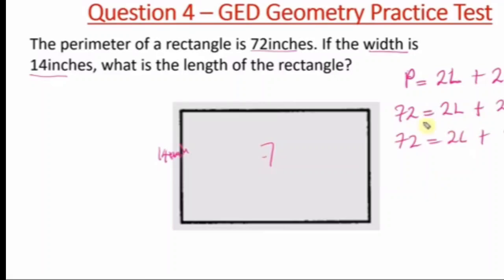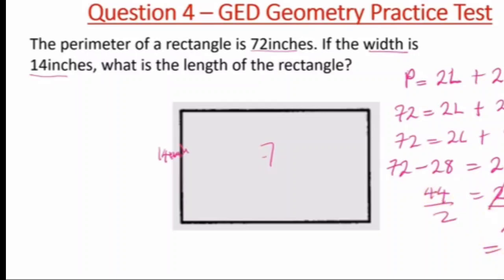Let's take 28 here and leave just 2L here. You know, we're looking for L. Taking the positive 28 down here, it becomes a negative 28. What is 72 minus 28? That will give us 44 equal to 2L. Now, to get L, this is bonded by a multiplication sign, so what we do is we divide both sides by 2. So 2 would cancel out here to just leave us L alone.